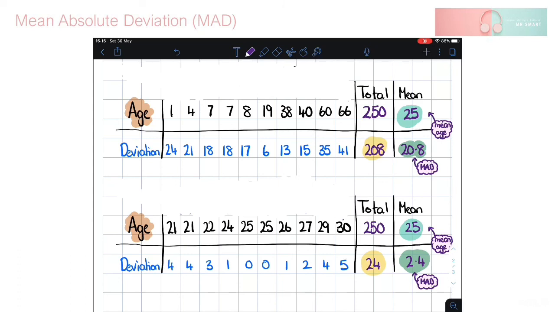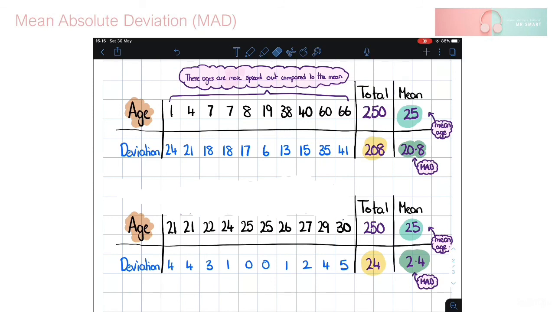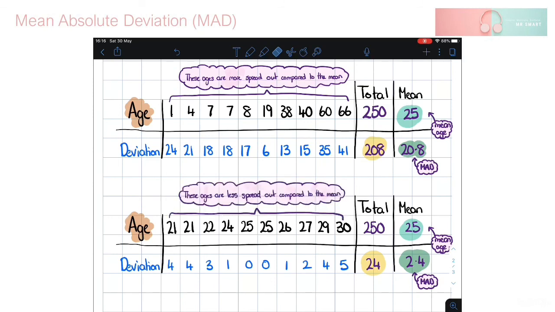So you can see, depending on the data, even if the mean is the same, the mean absolute deviation may be different. And that's because in the first case, these ages are more spread out compared to the mean age of 25. And in this set of data, the ages are less spread out compared to the mean. So the mean absolute deviation gives you a numerical value for that spread of data.